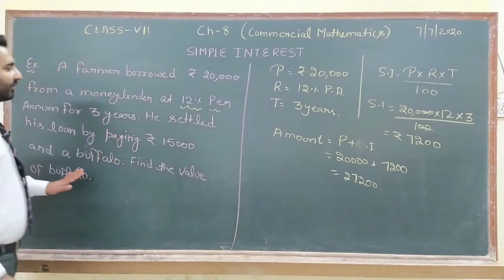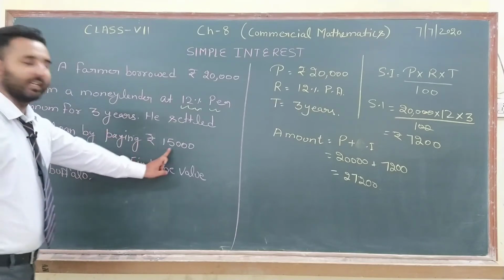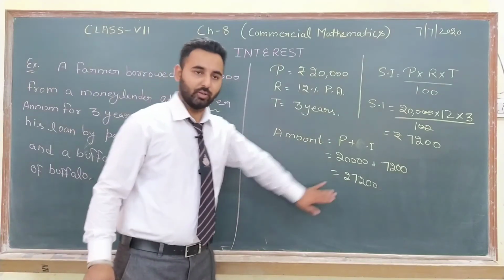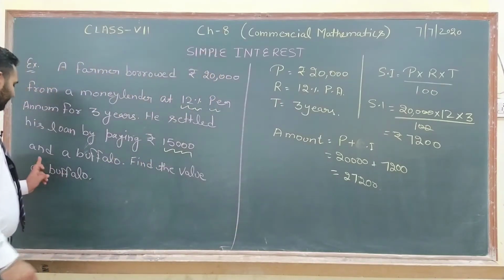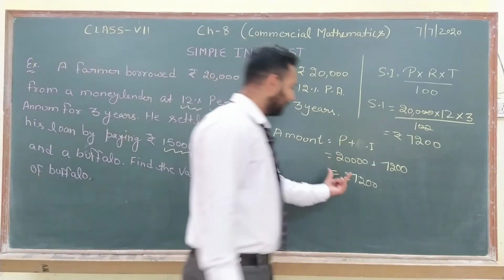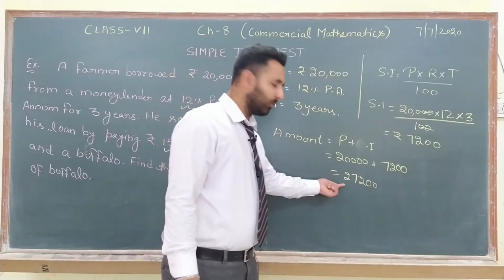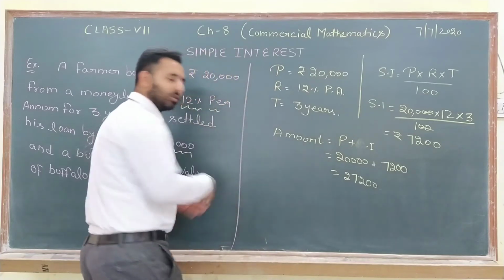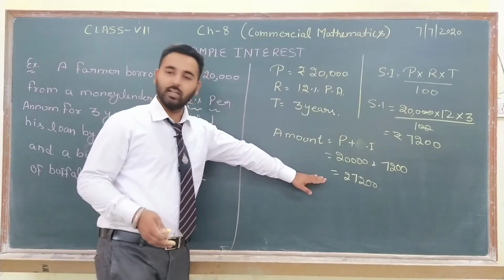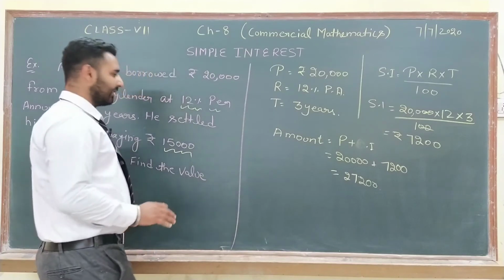But here the question further says he settled his loan by paying rupees 15,000. Means he is not paying the complete amount. He is paying 15,000 and a buffalo to clear his loan. Means the 15,000 plus the cost of the buffalo is equal to this amount. Fine? Because he cleared his loan by paying that, and ultimately he has to pay this amount. So both are equal. That's why his loan is settled.